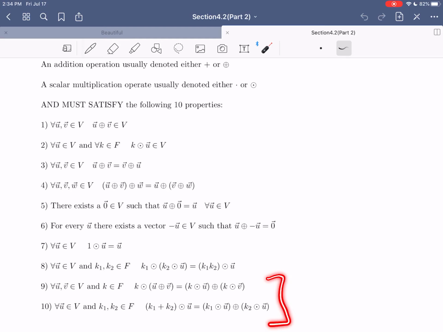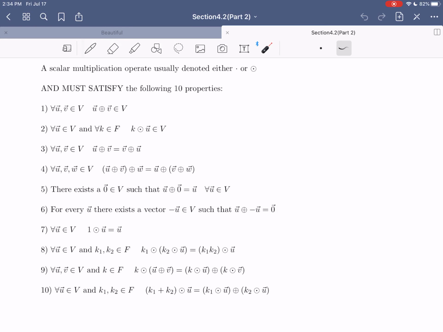Then finally, the last two properties, 9 and 10 in the book and our listing here, are distributive properties. There's two distributive properties that you need. One is that scalar multiplication distributes over vector addition, and then also that scalar addition, so adding two scalars, distributes over scalar multiplication. So in the last video, we went through and talked about these, and talked a little bit about the notation. Now we're ready to actually get into an example of showing something is a vector space.